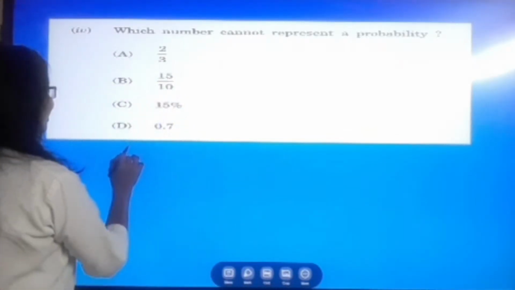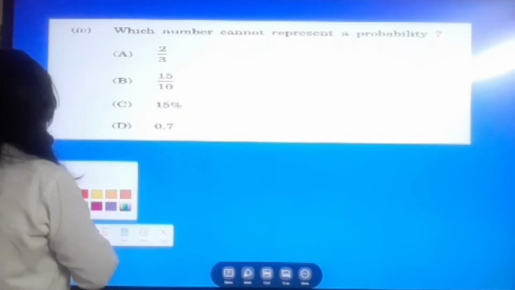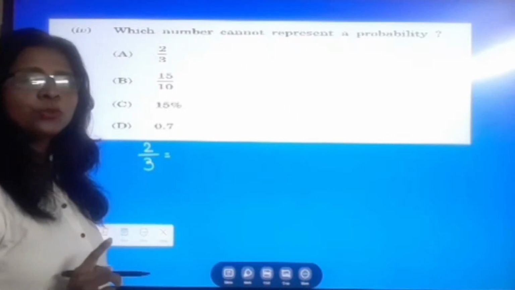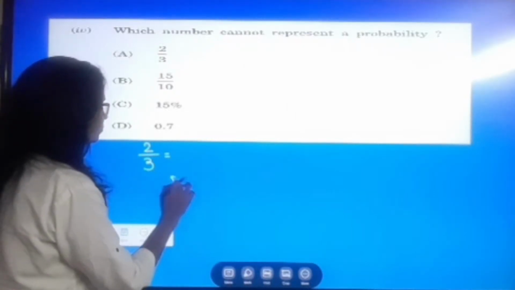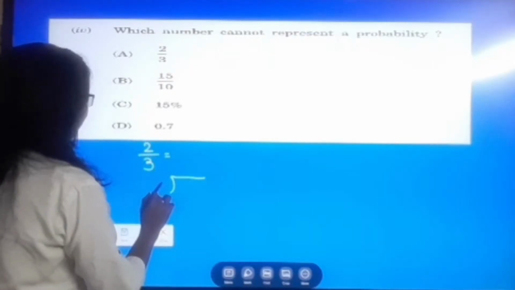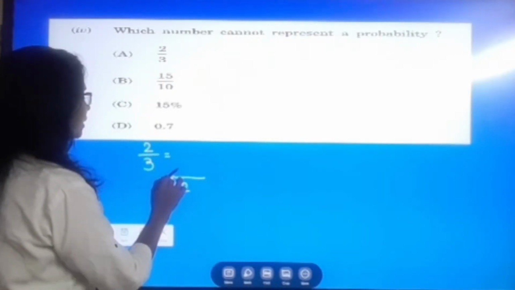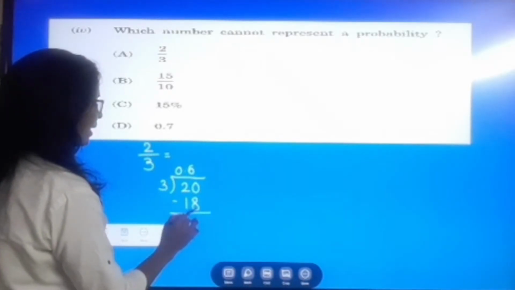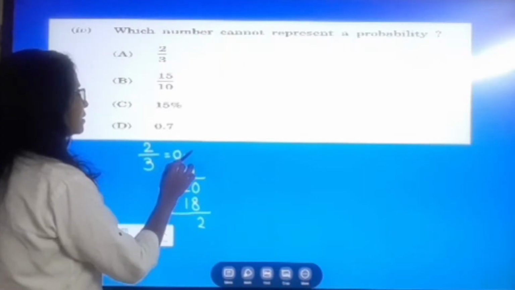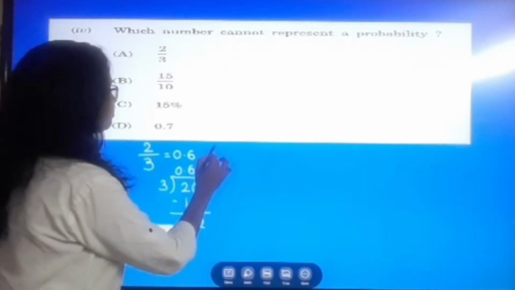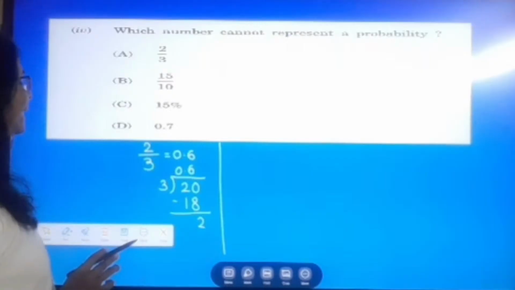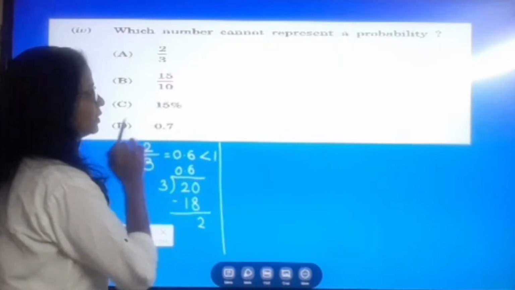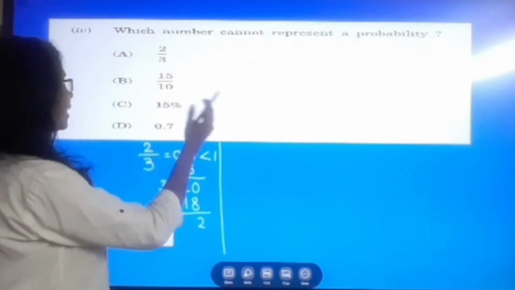Here I write 2 upon 3. In decimal form it will be 0.6, since 20 minus 18 is 2. So now it is 0.6, and 0.6 is less than 1. Then the next one, students.